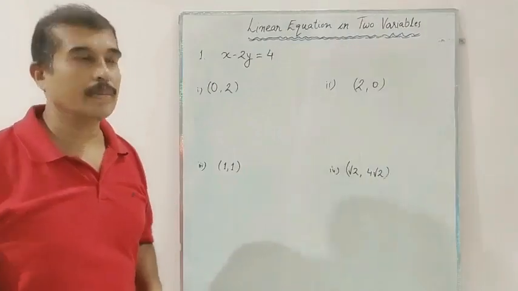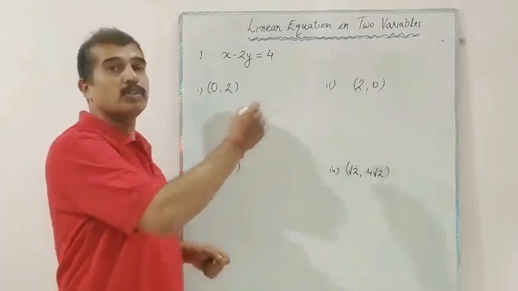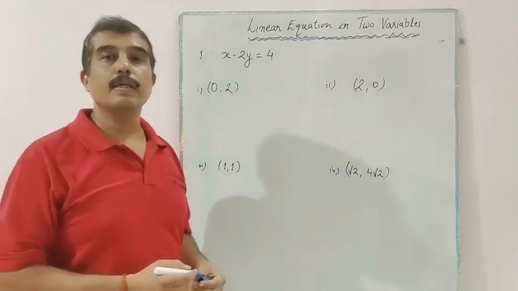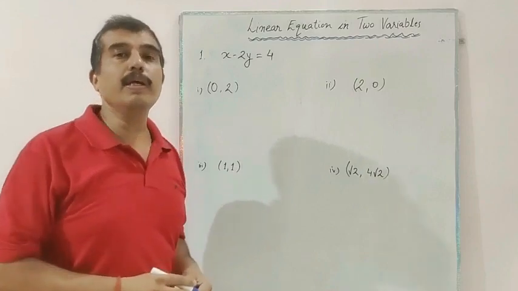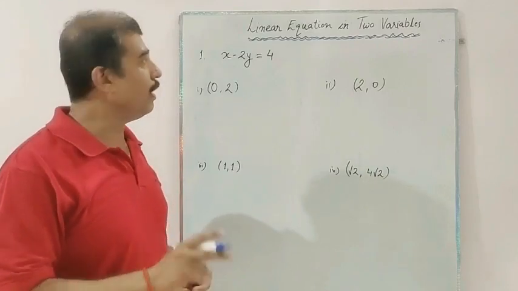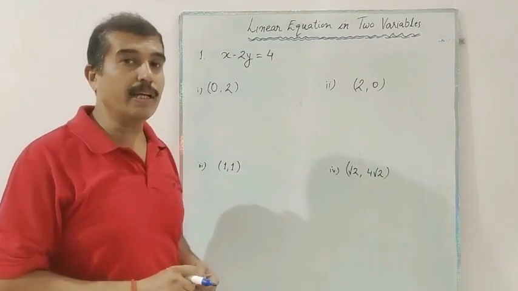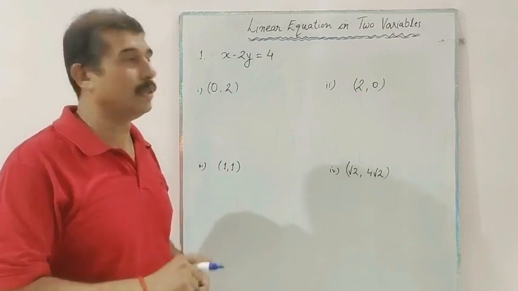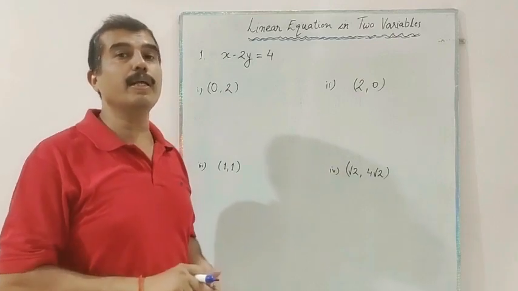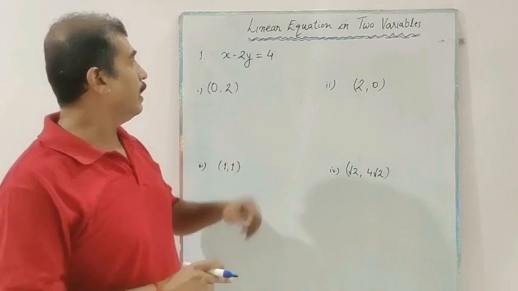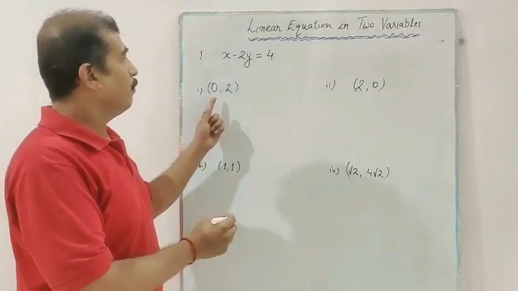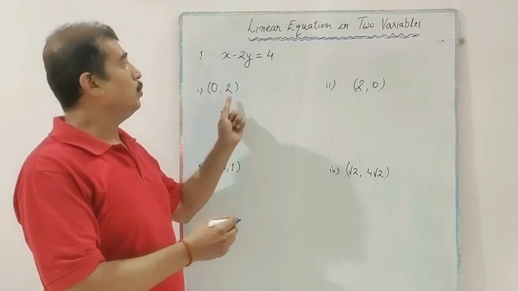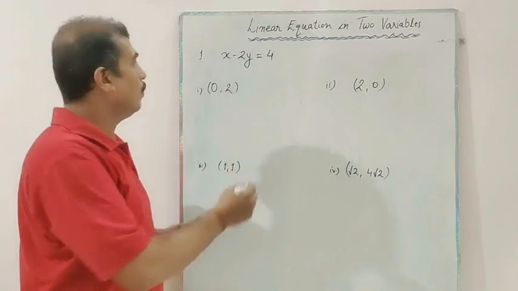Now we will study whether the given solution satisfies the linear equation or not. As we know, there will be an infinite number of solutions if we have two variables. Only if there is one variable, then there is only one solution. But if there are two variables, we can have infinite solutions. Now let us see. The given equation is x minus 2y is equal to 4. Whether (0, 2) satisfies the given equation or not.